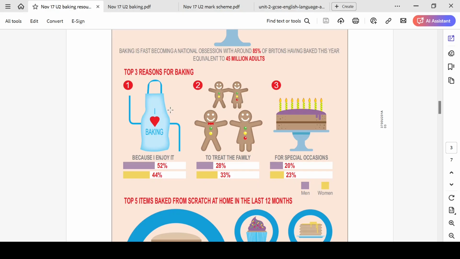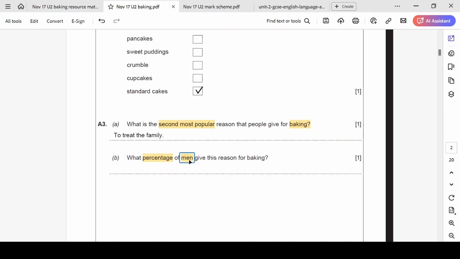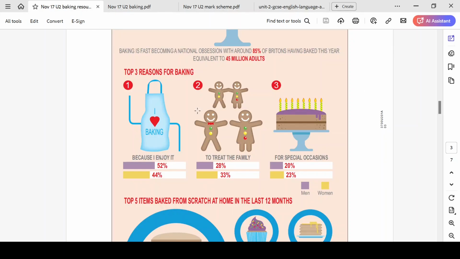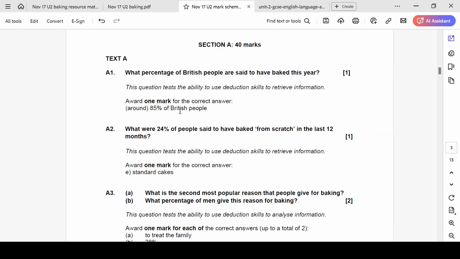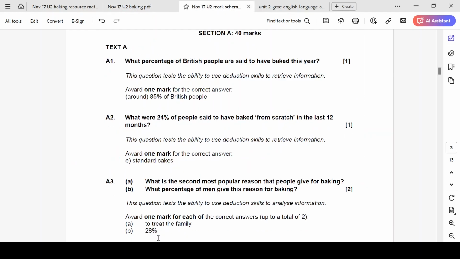So back to the resource material, treating the family. So I've got 28% and 33%. And I've obviously got some kind of color coding going on here. If I look for a key, there we go. Purple is men, and the sort of goldy color is women. So back to the question again, just to double check, what percentage of men? 28%. And that is all I need to write for my answer. If I want to be really super careful, I can put 28% of men, but I think 28% is going to be fine. And in fact, if I look at the mark scheme, there you go, 28% is all they were looking for.